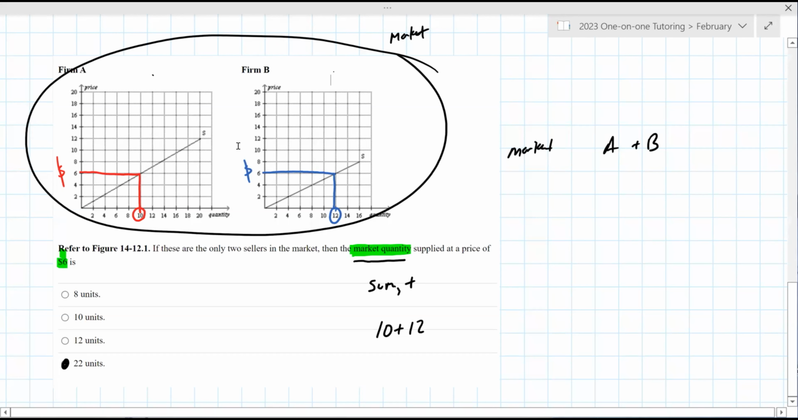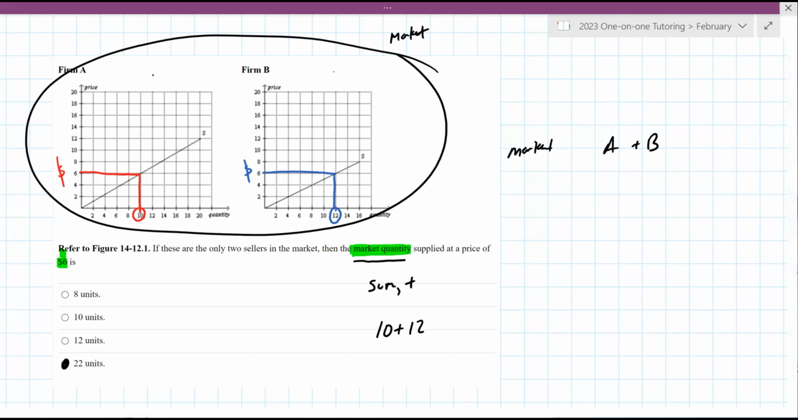But that's the key word. The key word market means to add up the firms that are there. Any other questions on that? Anything else to cover? No, I got that one. Okay. Question 4.